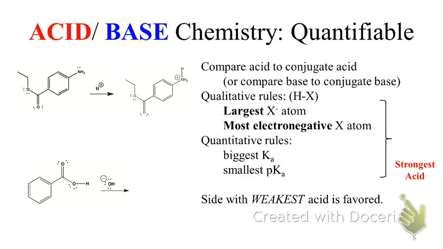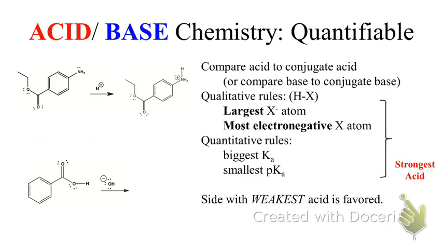The next thing we could do is look at electronegativity. If we look at atom X and try to determine acid strength, if I compare water to methane, so OH to CH, which one's more acidic? OH, because oxygen is more electronegative than carbon.